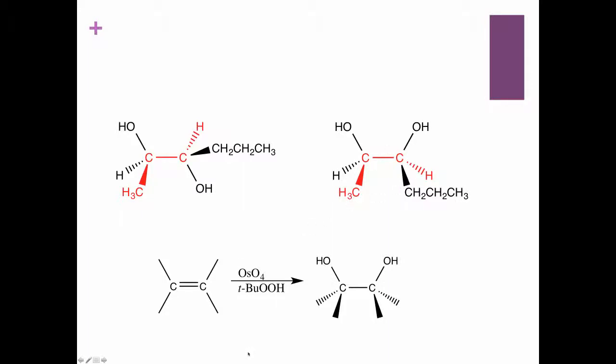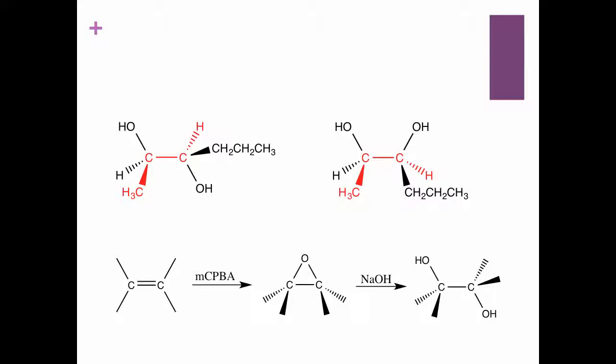One of the ways we know to make a diol is with osmium tetroxide and t-butyl peroxide. This results in a syn addition of our OH, so it would probably work quite well with our right-handed product, but not so well with our left-handed product.